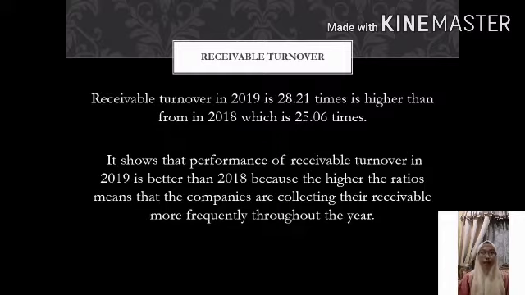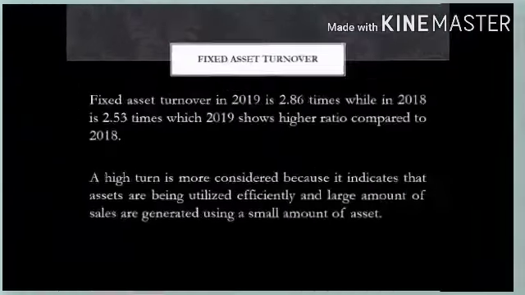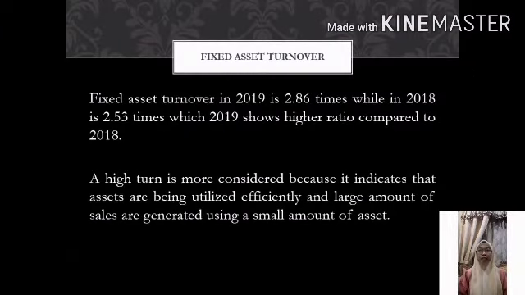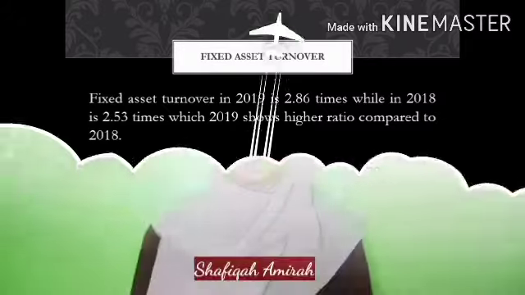It shows that the performance of receivable turnover in 2019 is better than 2018 because the higher the ratio, the more it means that the companies are collecting their receivables more frequently throughout the year. Fixed asset turnover in 2019 is 2.86 times, while in 2018 it is 2.73 times, which shows 2019 has a higher ratio compared to 2018. A high turnover is preferred because it indicates that assets are being utilized efficiently and a large amount of sales are generated using a small amount of assets.